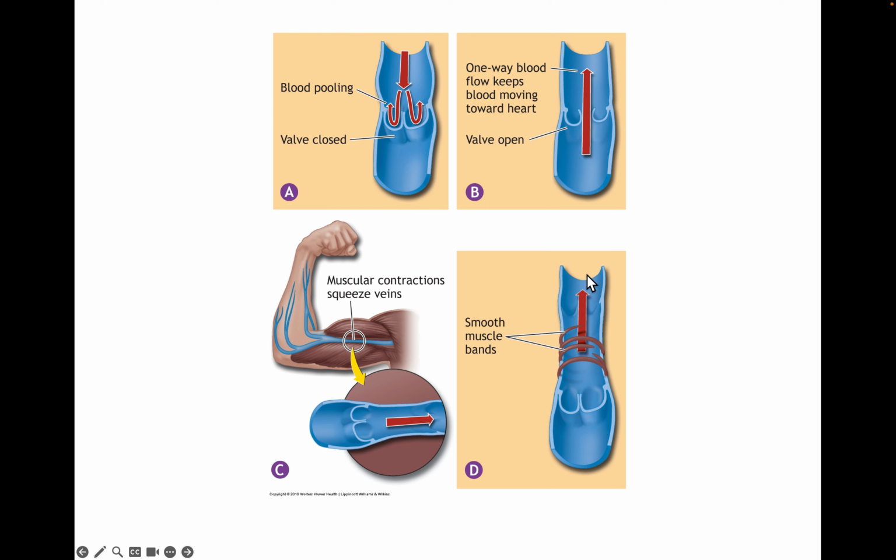A third unique structure in the veins, though, is that unlike arteries, veins have valves. And these valves will close up between heartbeats. This helps then prevent a backflow of blood in your veins. So with these valves closing, that helps prevent blood from going the opposite way in the body.